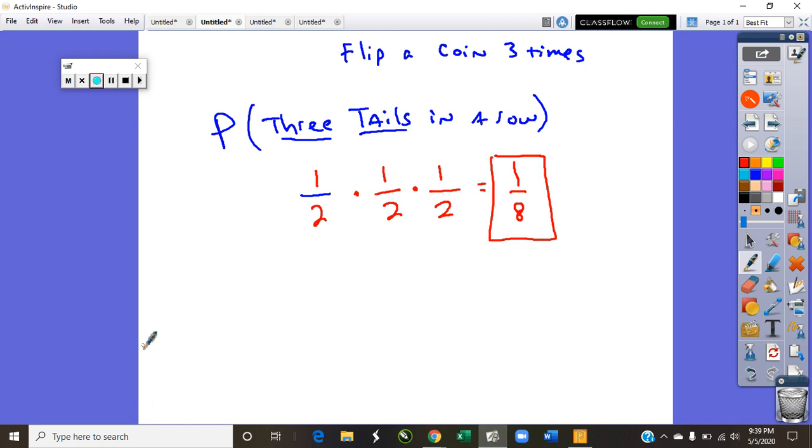Okay? Hopefully that makes sense, guys. That is independent probability. It's a little bit confusing at first, but I think once you go through these examples, it's actually not that hard at all. Watch this video as many times as you need to.